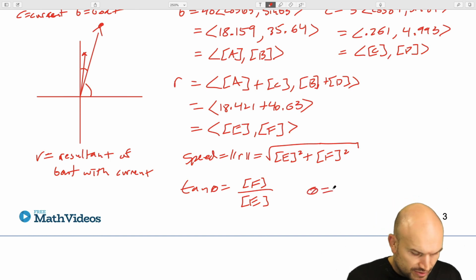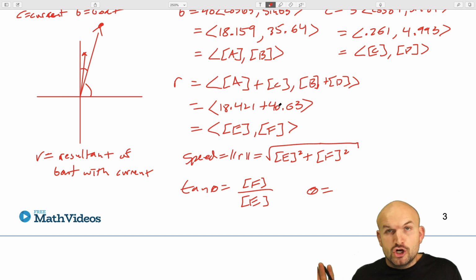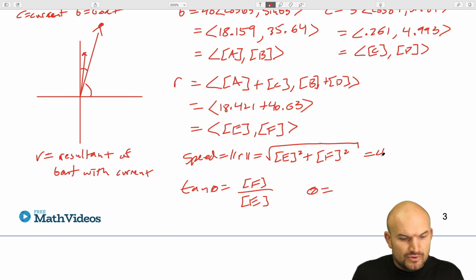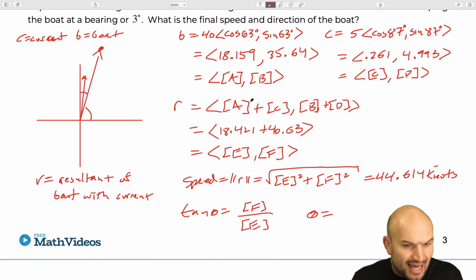So let's go and do that. We'll do the square root of alpha E squared plus alpha F squared, and I get 44.64, which kind of makes sense, right? If it was originally going at 40 knots and it has a current behind it, it's going to be going a little bit faster, which is 44.64 knots. Then my angle here, which originally was at 17 degrees, but it has a current that's a little bit more to the left, not too much, so it shouldn't be too far off.